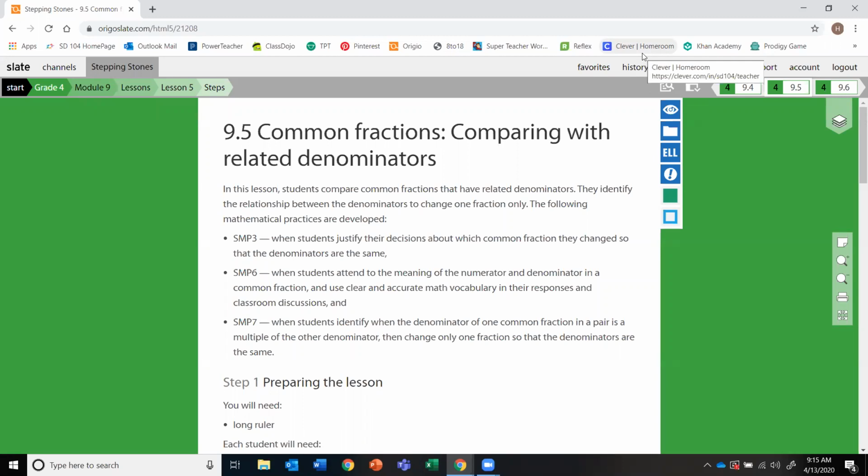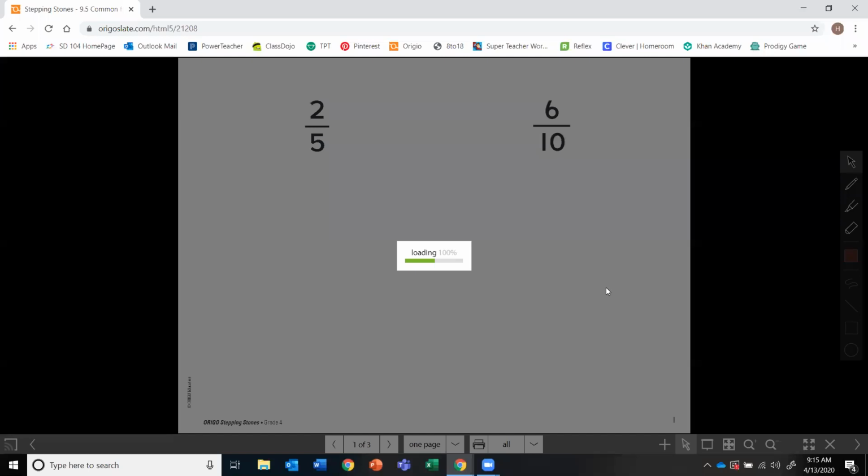Today we're going to be working on 9.5, still working with fractions. We're just now going to be comparing fractions while finding the same denominator and what's the same about them. So we're going to be thinking about factors that each of the denominators can go into. So let's go ahead and get started.